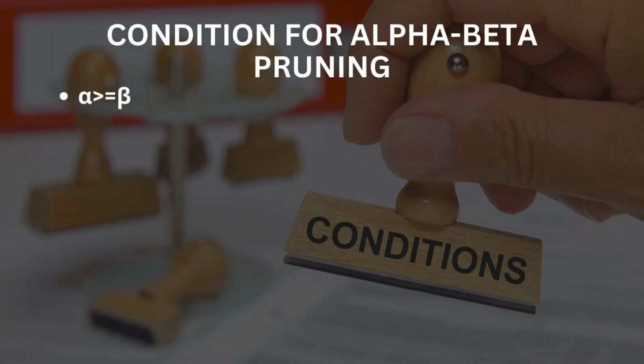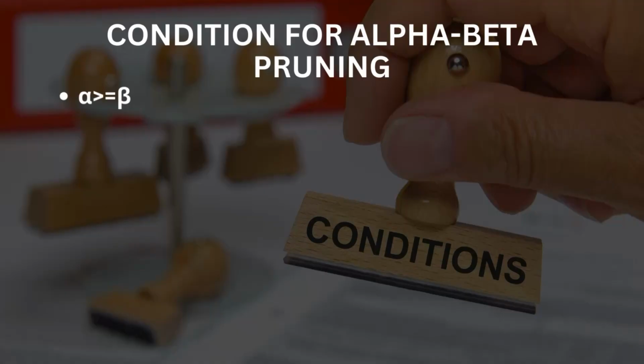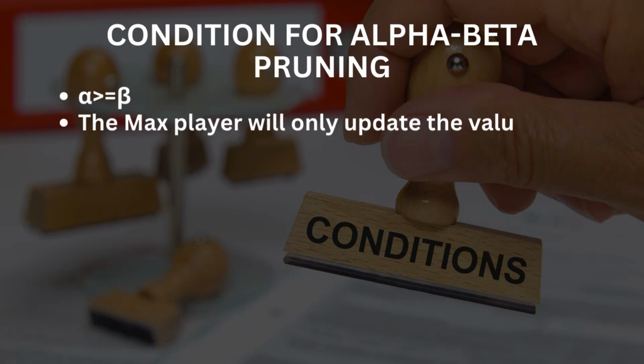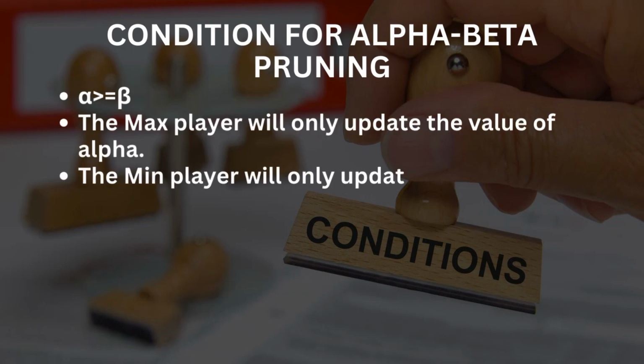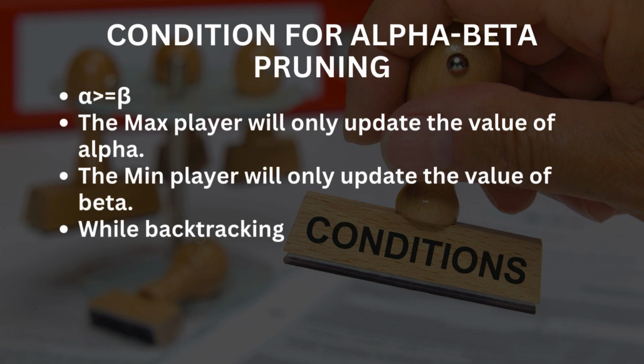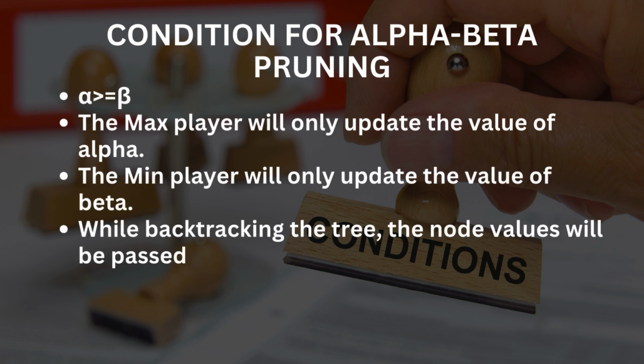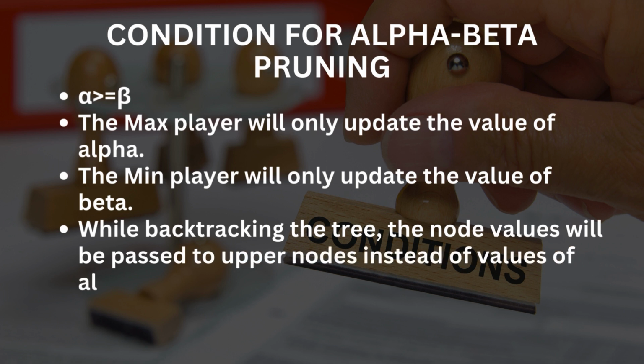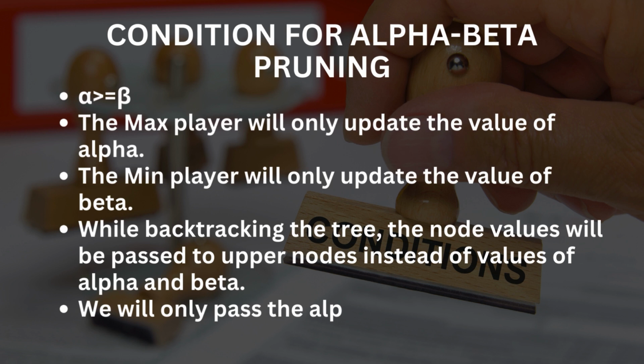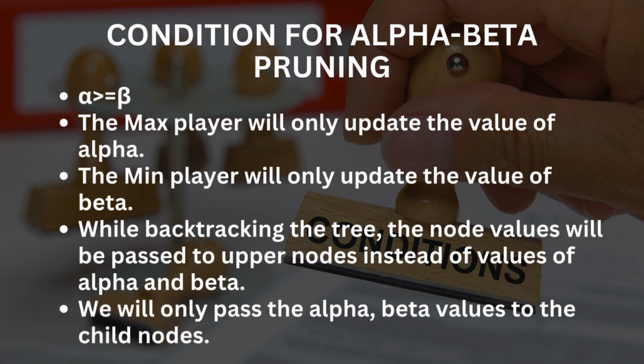So, here are some conditions for alpha beta pruning. The main condition required for alpha beta pruning is that alpha should be greater than or equal to beta. Key points about alpha beta pruning: first, the max player will only update the value of alpha. The min player will only update the value of beta. While backtracking the tree, the node values will be passed to upper nodes instead of the values of alpha and beta. We will only pass the alpha beta values to the child nodes.